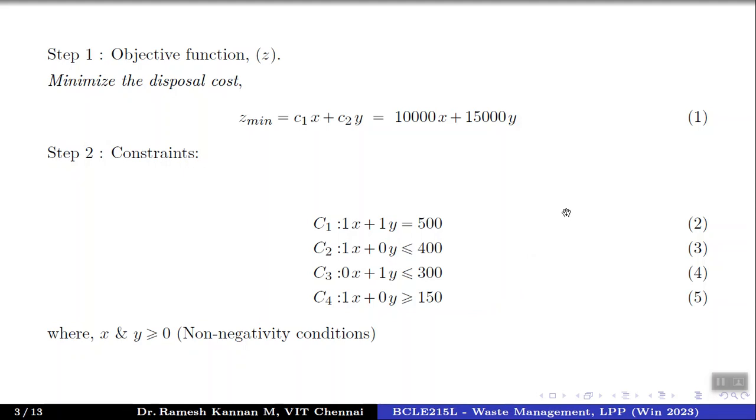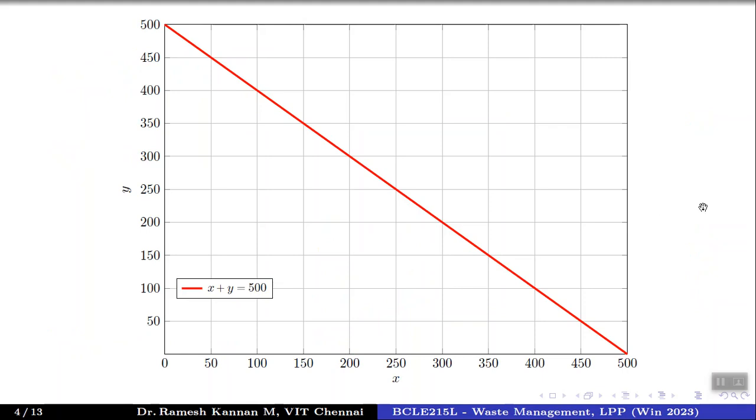We'll solve this problem using the graphical method, and this is the graphical method. So on the X axis, we name the quantity of waste disposed at site X, and the Y axis will be the quantity of disposal at site Y. I have given 0 to 500. You can even give 1000, depending upon it; by trial and error you can optimize the labels and the axis.